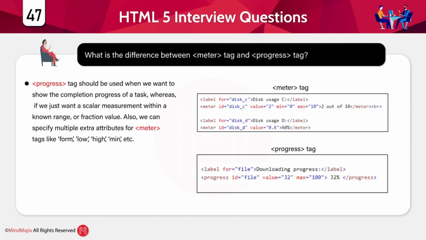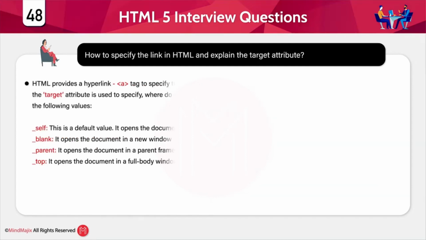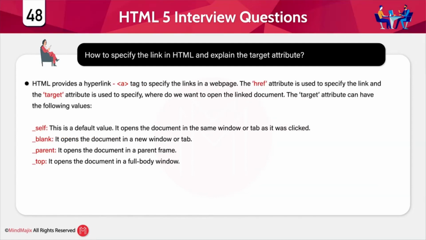So meter and progress, we discussed already, right? How to specify a link in HTML and explain the target attribute. Target means when you click on a link, is the corresponding page displayed in the same page, or does it have to be displayed in a separate tab? That depends on the target attribute value.